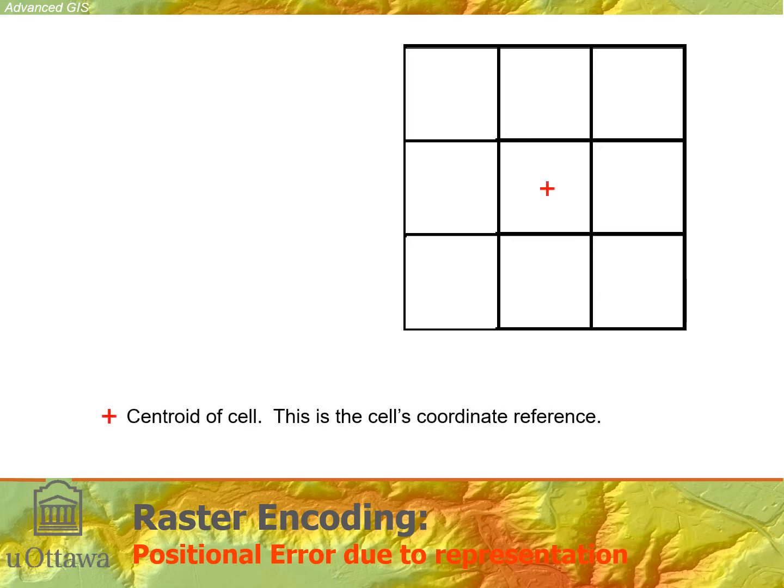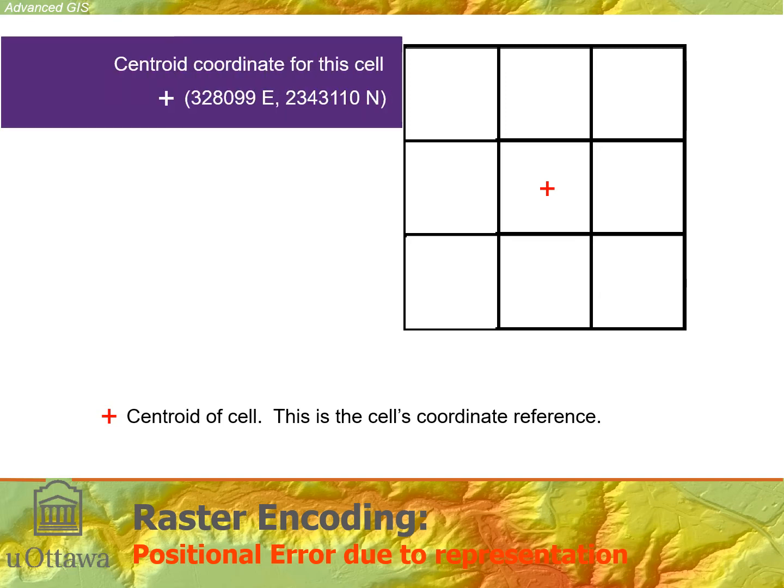So consider this cell at the center of this small raster. We'll just look at that cell. And there's the centroid of the cell. This is the cell's coordinate reference. So that if you ask for a coordinate for that cell, it will be reported as the center of the cell. In some systems, it could be the bottom left-hand corner or the top left-hand corner. But for now, we'll consider the location of a cell as given by a centroid.